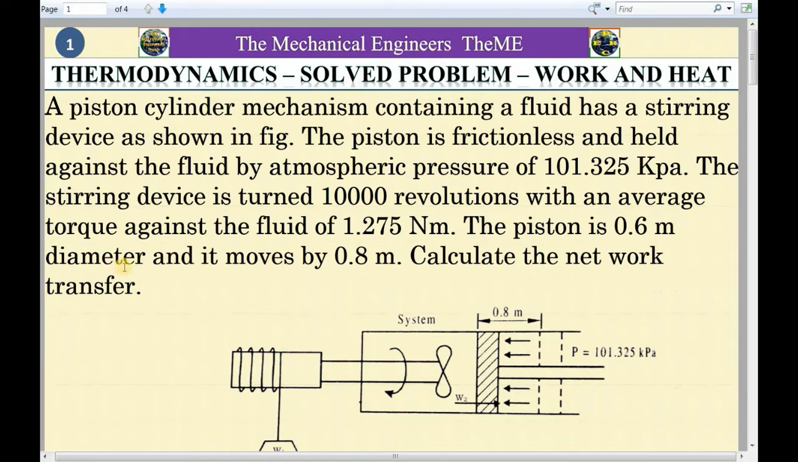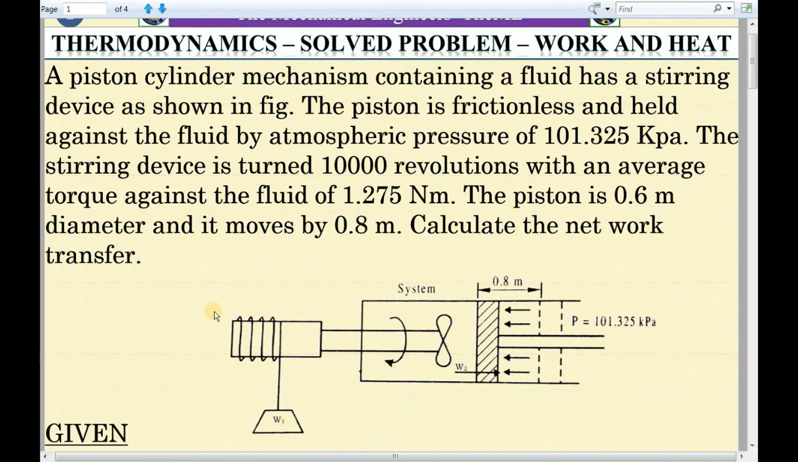So let's begin. First, I will read the question. A piston cylinder mechanism containing a fluid and a steering device, as shown in the figure. The piston is frictionless and held against the fluid by atmospheric pressure of 101.325 kilopascal. The steering device is turned 10,000 revolutions with an average torque against the fluid of 1.275 Newton meter. The piston is 0.6 meter in diameter and it moves by 0.8 meter. Calculate the net work transfer.